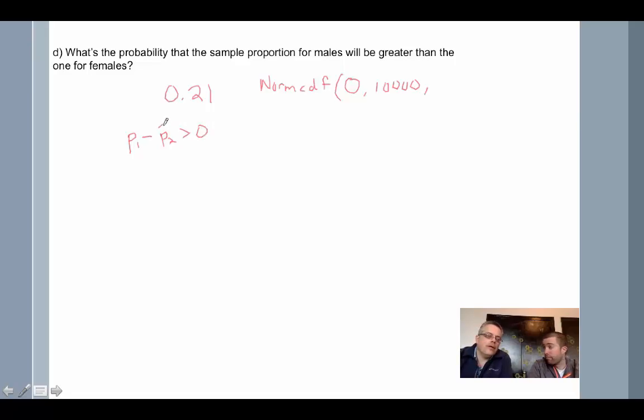It's not quite obvious, but if we want males bigger than females, we could say P1 greater than P2, but that's not the variable we have. The variable we have is P1 minus P2. So in terms of what we have, we need that to be greater than 0 for the males to be bigger. And that's the command we could do. There's a 21% chance that the proportion of males is bigger.